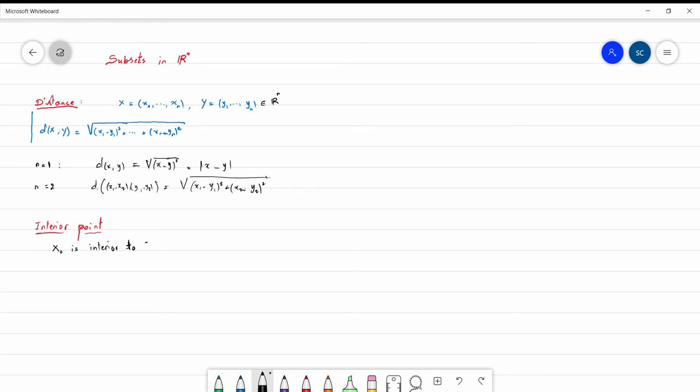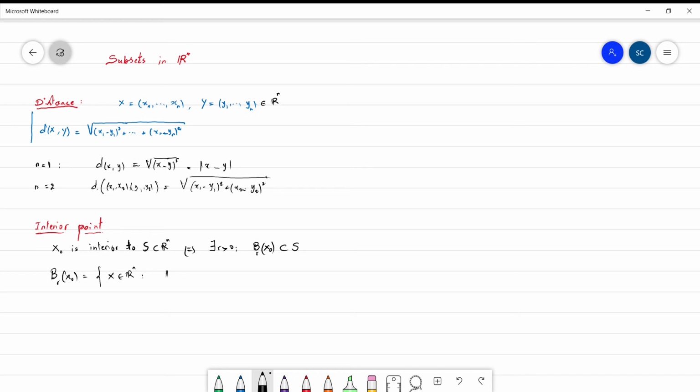S is a subset of Rn if and only if we can find R positive so that a ball, I will explain it, with radius R, centered at x0, is included in S. So what is the ball? An open ball is the set of all points in Rn that are within a distance R.